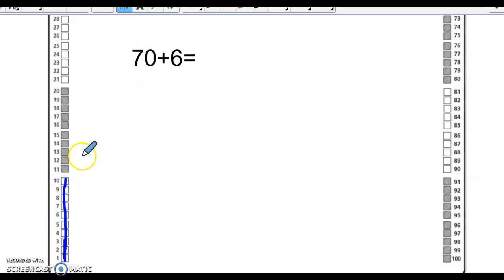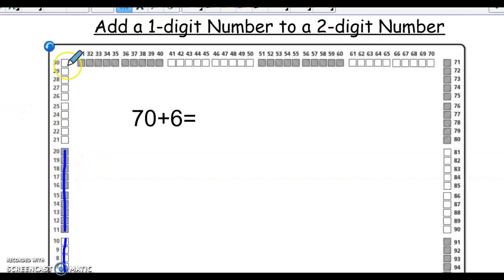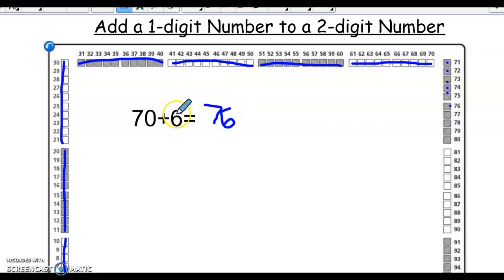Okay, we're doing 7 10s, 70. So 10, 20, 30, 40, 50, 60, 70. Now we have to go 6 more on our number path. So we go 1, 2, 3, 4, oops, that goes in there, 4, 5, 6. What do we land on? 76. Okay, just like our secret code cards, this 6 would cover up the 0.